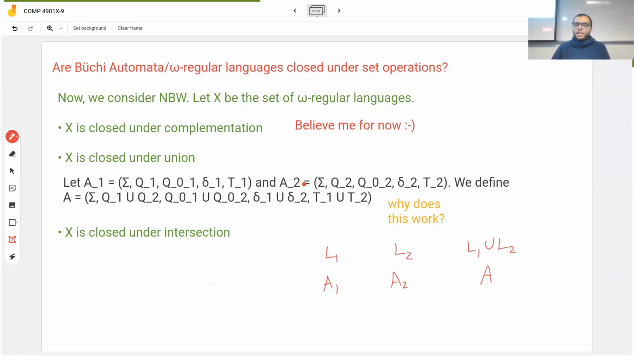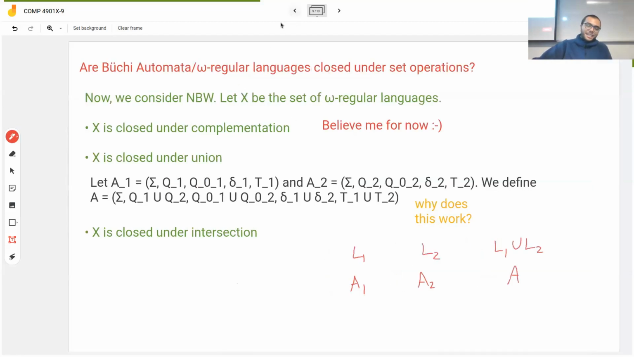Right? So basically this accepts the union because if a string is in the union language, then it's either in L1 or in L2. If it's in L1, I can start my run of the automaton in A1, and then there is a run in A1 that accepts. If it's in L2, there is a run in A2 that accepts. So taking union is really easy if you have non-determinism.